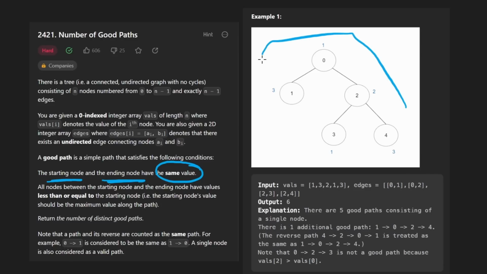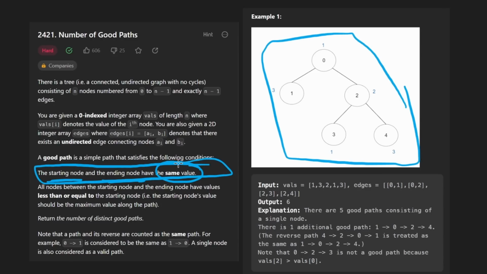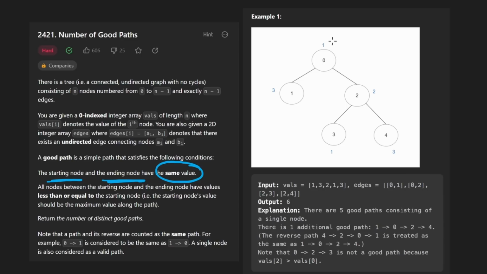If we didn't have any duplicate values, we probably wouldn't have any good paths to start with. In this case, do we have duplicate values? We have 2 1s and we have 2 3s. So does that mean this is a good path and that this is also a good path? Well, there's actually a second restriction.